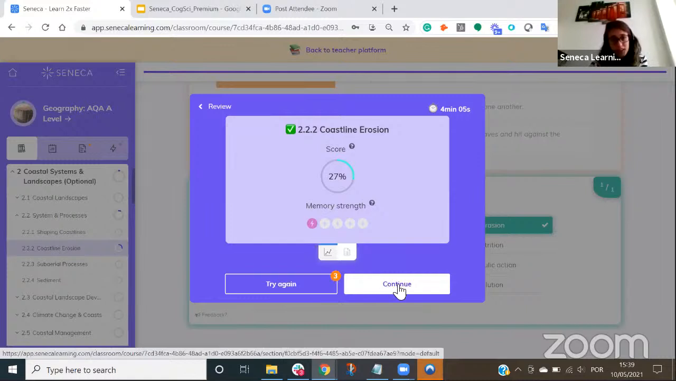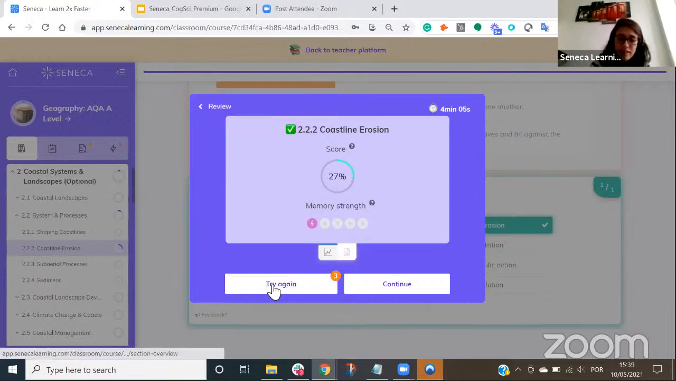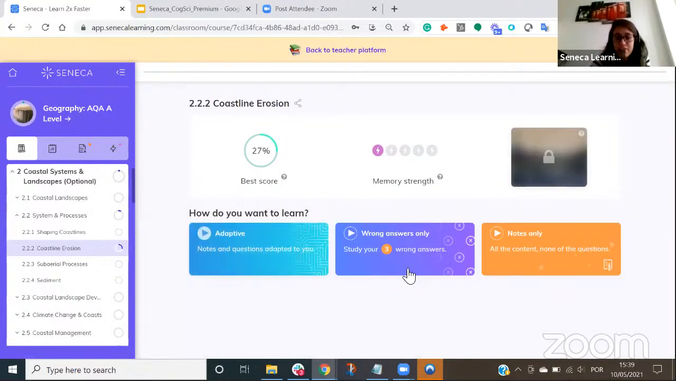So they can continue to the next assignment or they can try again to improve, which is also part of spacing and interleaving. So you're revisiting past information. If I try again here, I have 3 different ways that I can re-study that information. Adaptive is the free version. Basically, you go back to the whole lesson and then see adapted questions depending on how you answer the first time.